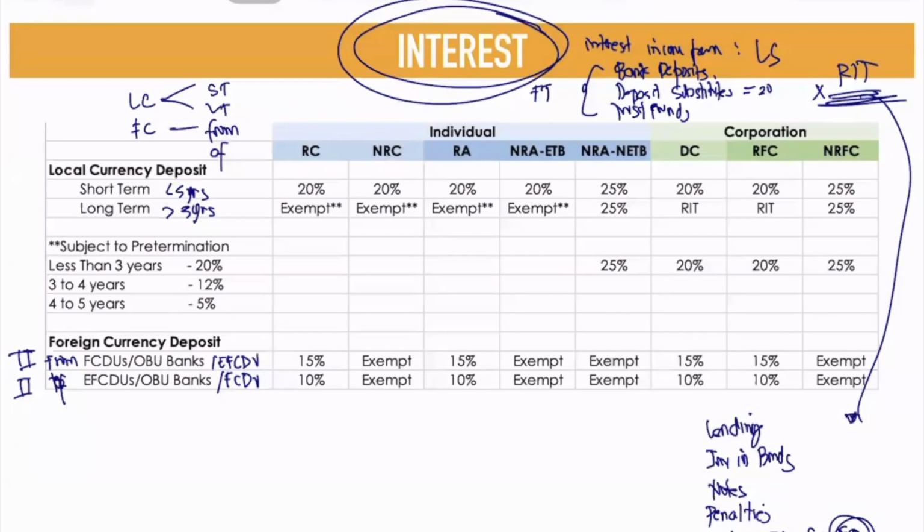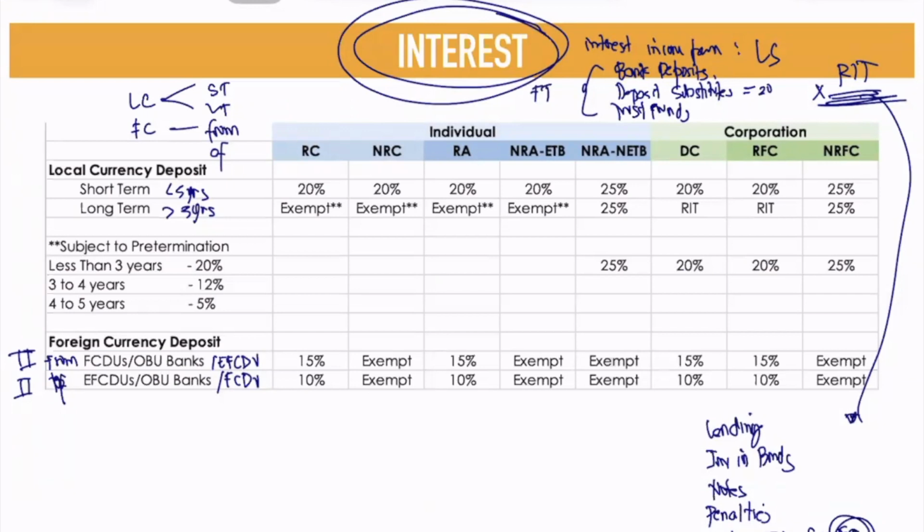Katulad ng sample natin kanina, interest income from Australian bank. Yung bangko nasa Australia, nagkaroon ka ng interest income sa deposit mo doon. Subject to final tax or RIT? RIT. Why? It is now from foreign sources. Take note, we cannot impose withholding on foreign sources. We can only impose withholding on sources here in the Philippines or domestically.